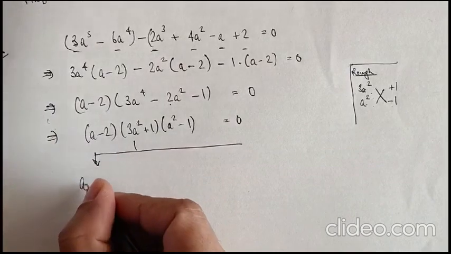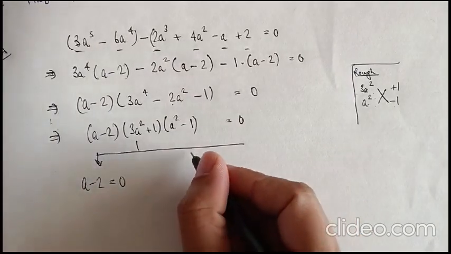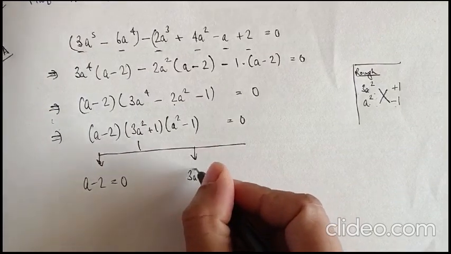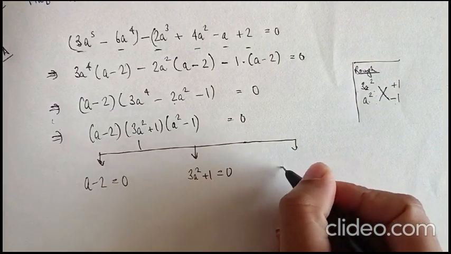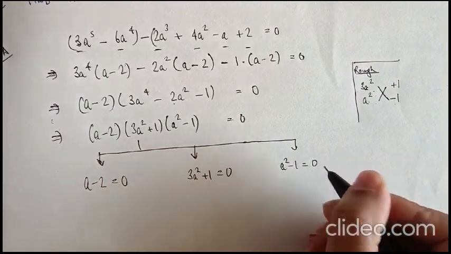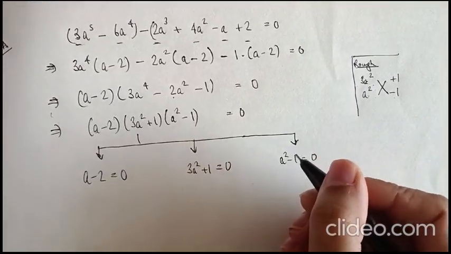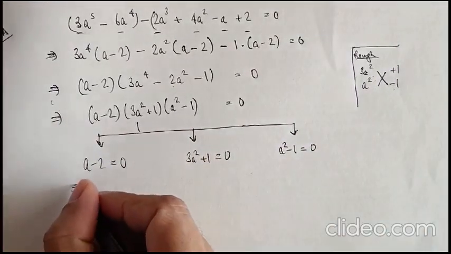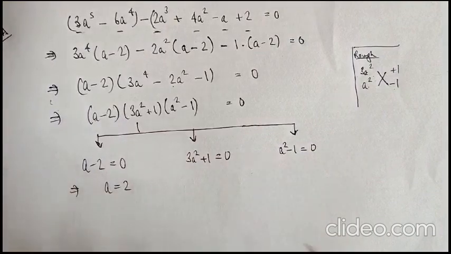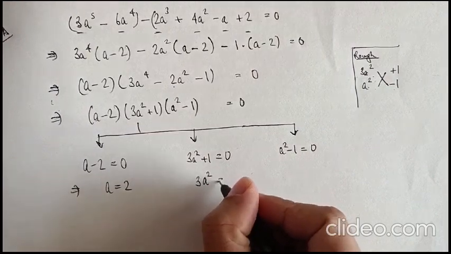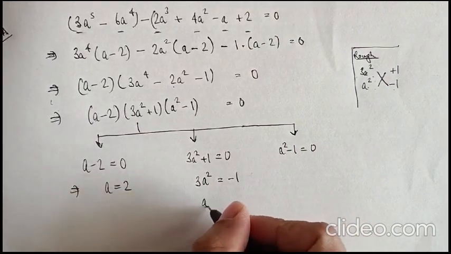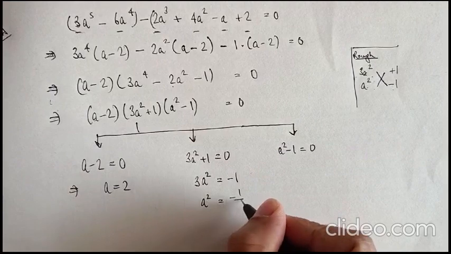So there are 3 potential ways in which we can solve this, which means either a minus 2 is equal to 0, 3a squared plus 1 equal to 0, or a squared minus 1 is equal to 0, right? So from here it is very simple. a is equal to 2. Here we get 3a squared is equal to minus 1. a squared is equal to minus 1 by 3.